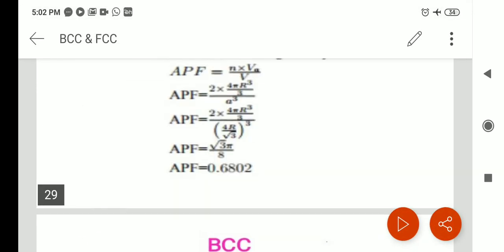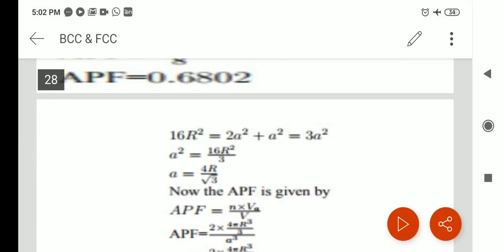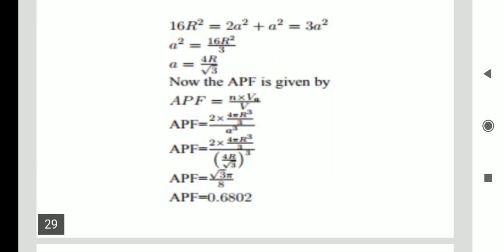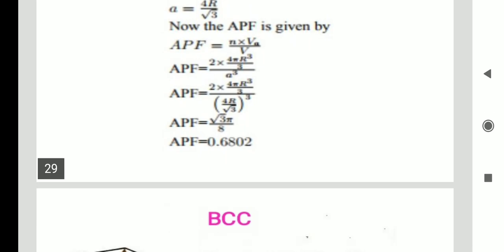So this is about the calculation part. Look once again. So this is the calculation part, that is 0.68. So 32% is empty and 68% is filled with the atoms. So it is stronger than the simple cubic structure.